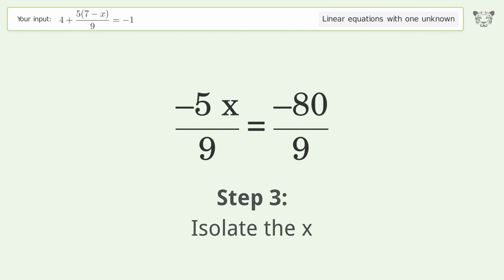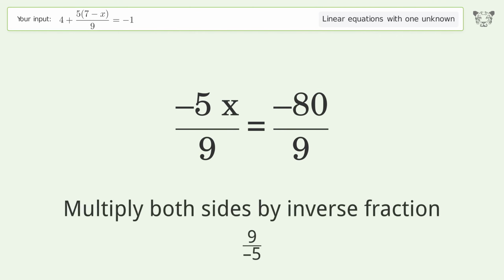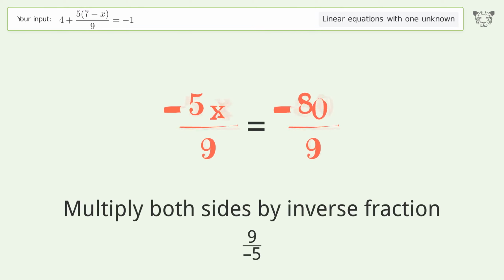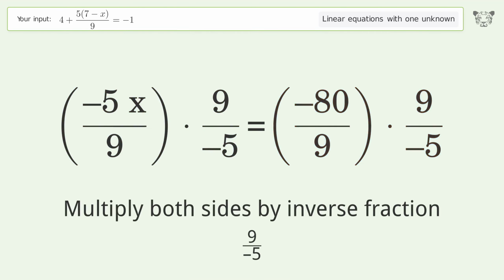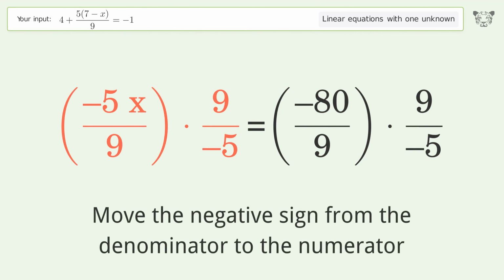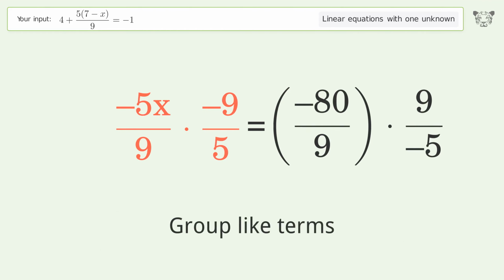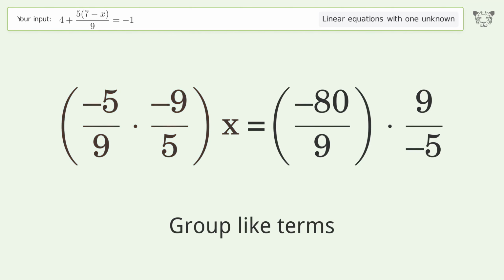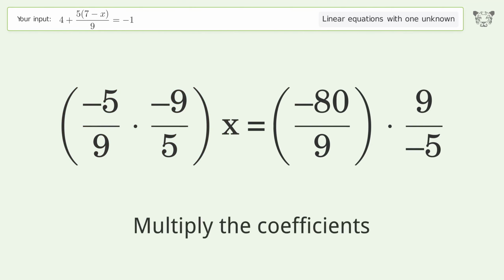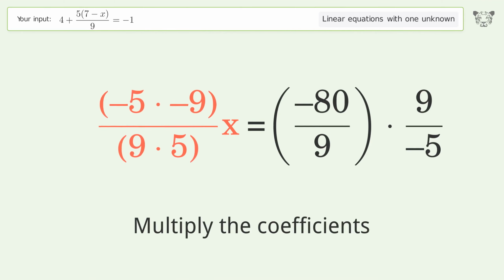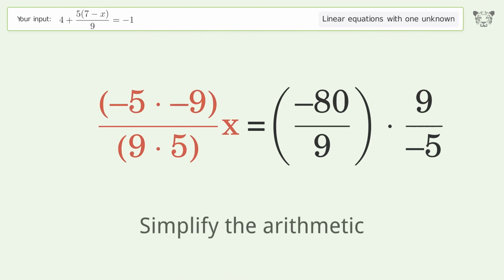Isolate the x. Multiply both sides by inverse fraction 9/5. Move the negative sign from the denominator to the numerator. Group like terms. Multiply the coefficients. Simplify the arithmetic.